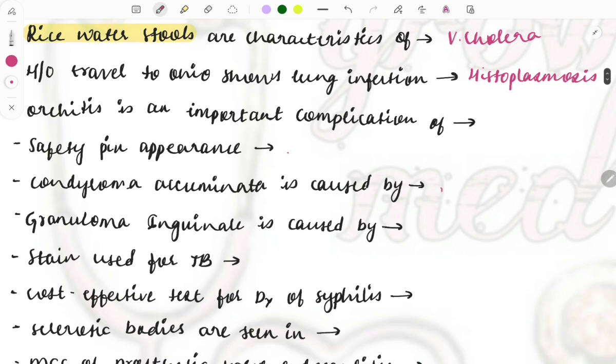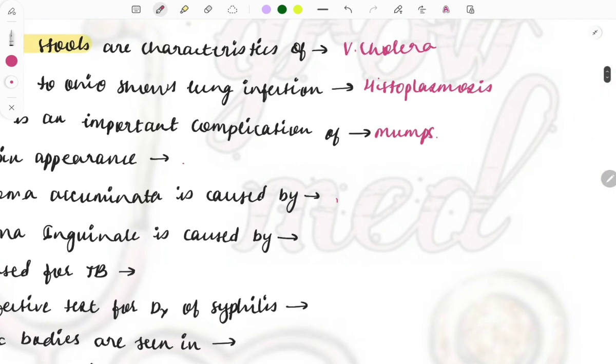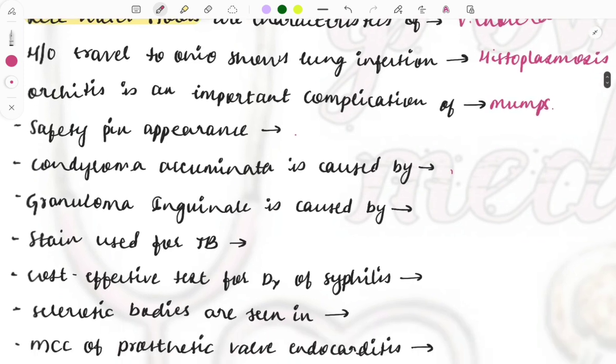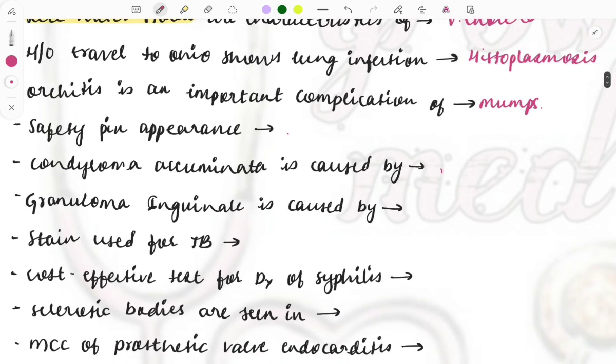Okay. Then orchitis is an important complication of which disease? Mumps causes orchitis, and if a clinical case is asked, they can describe the features of mumps, like a child having pain and orchitis, and some other features, and ask what is the cause. It will be mumps. Safety pin appearance is given by which bacteria? It is Yersinia pestis. This one gives the safety pin appearance.